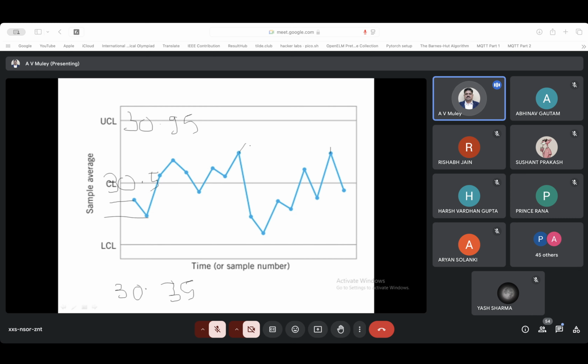So you can say that the products which are produced satisfy the specification, and that the process is within the control limit and we are producing the quality product.